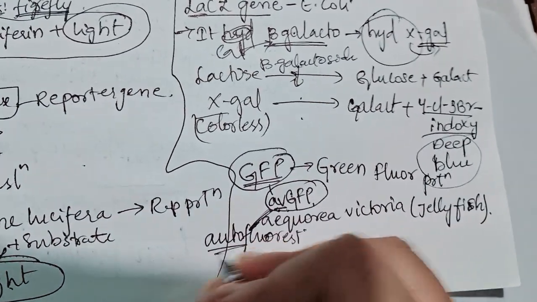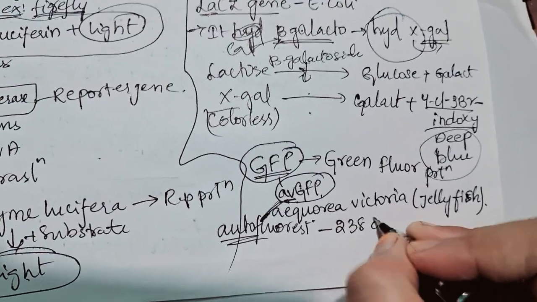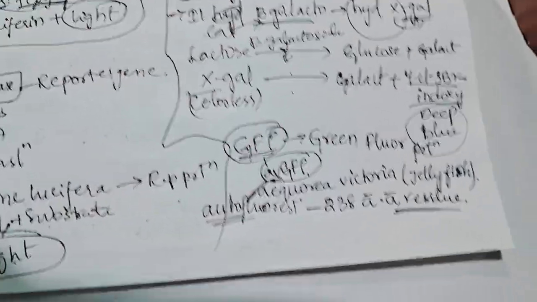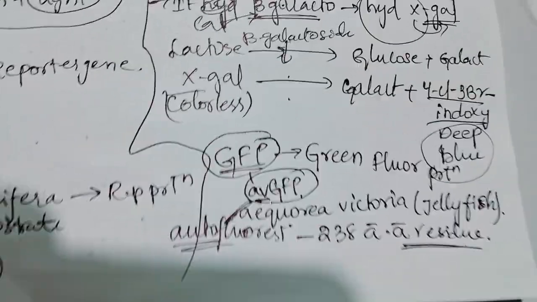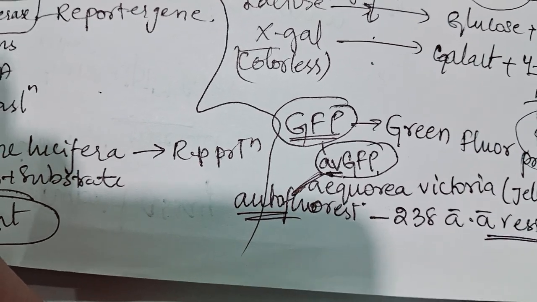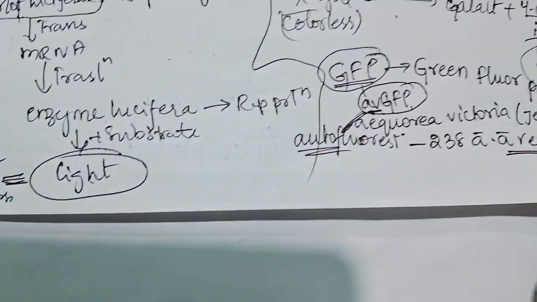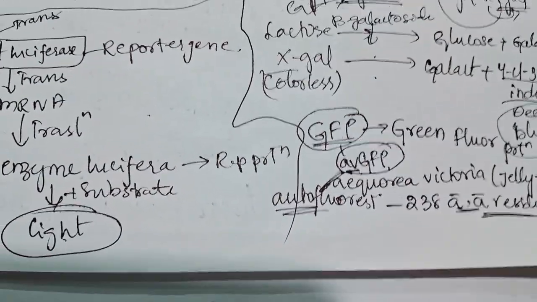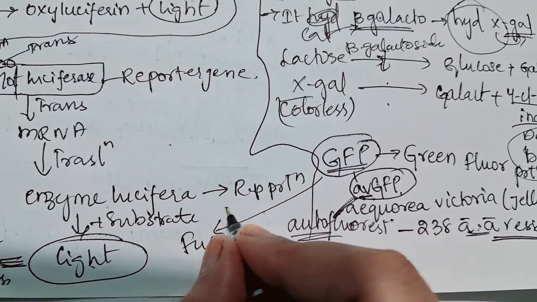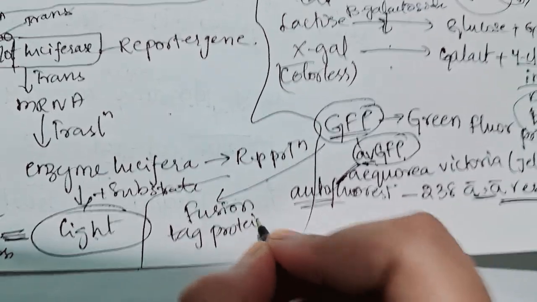It is an autofluorescent protein. Auto means it is a self-fluorescing protein, and it has 238 amino acid residues. That's why it has variants. GFP has variants because it has 238 amino acid residues, and it produces different colors of light for different amino acids. And this GFP is also used as a fusion tag protein.